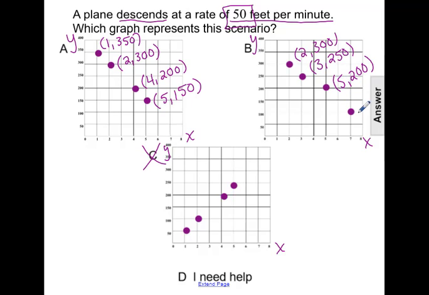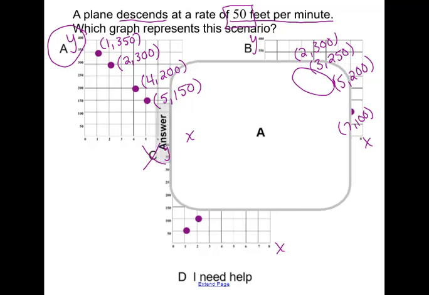And then we go from 5, now we have this data point over here of (7, 100). And that is decreasing over the 2 minutes by 100. So that is actually then again decreasing by 50. But if you go from these two data points, 3 to 5, you're actually decreasing by 50 feet per 2 minutes, and then that's a different rate. We have to be that consistent rate like graph A with those data points. So our answer, the graph that's representing a plane descending at a rate of 50 feet per minute, is answer choice A.